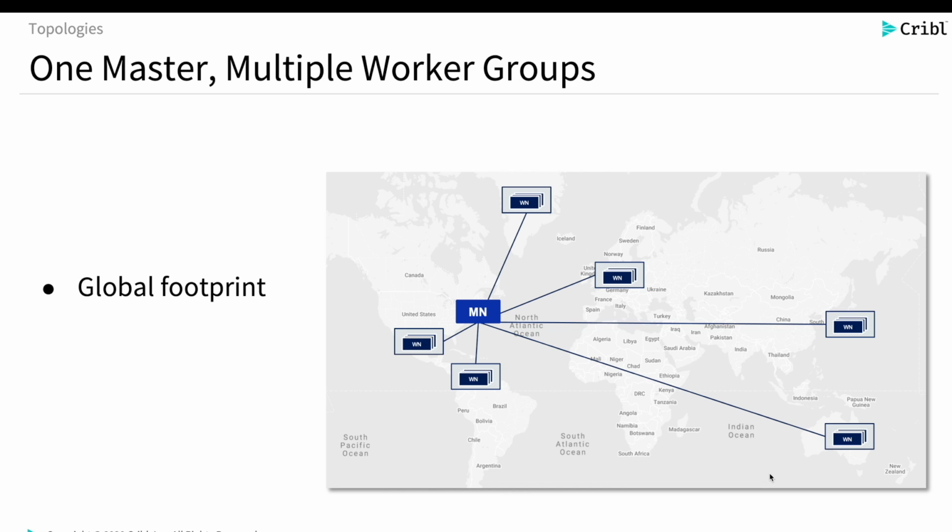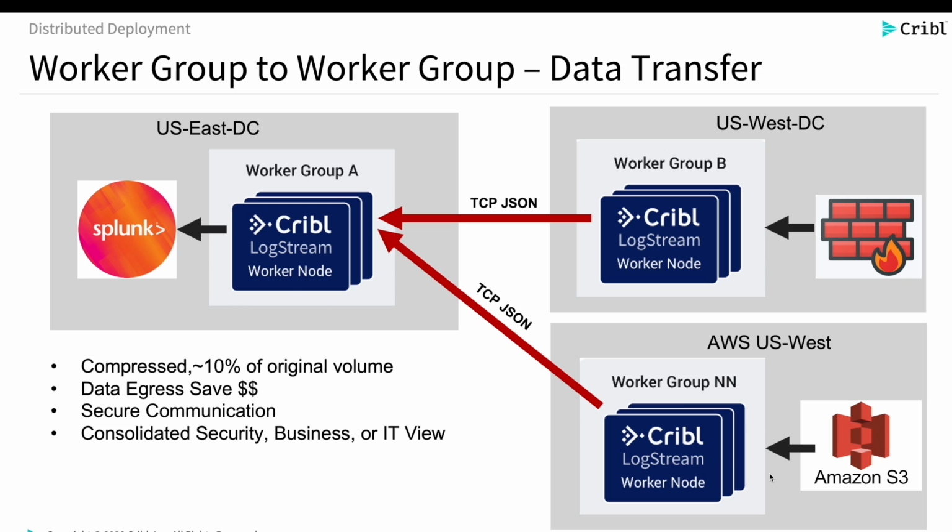For distributed deployment with multiple worker groups, there are many use cases where Cribl recommends that a worker group sends data to another worker group. For example, in this slide, we can see 3 worker groups that use TCP/JSON streaming to transfer data from 2 data centers, AWS US West data center, to the US East data center. And this type of architecture can lead to multiple benefits.